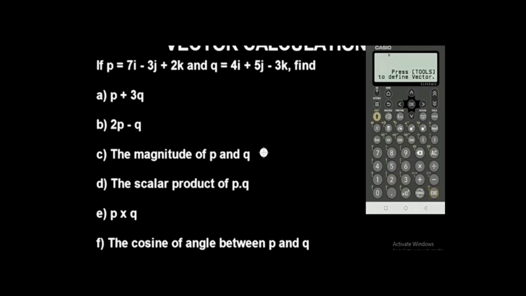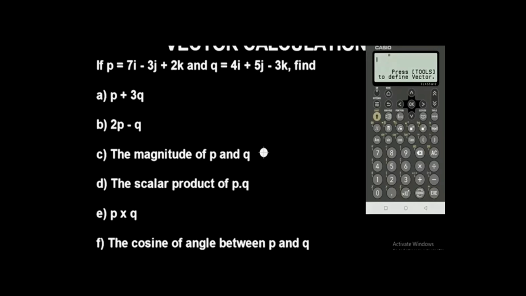Let's define our vector q, which will be our vector b on this calculator. So execute. Also 3 dimensions. Alright. So confirm the values we have for i, that's 4, plus 5j, that's 5, minus 3k, that's minus 3. Alright, so it's done. Next thing we need to begin to find these values.